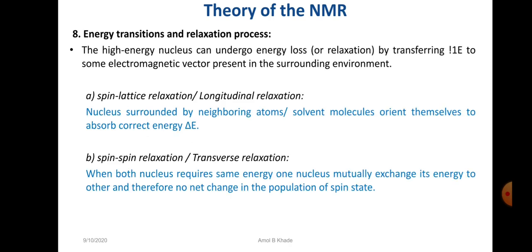This can happen in two ways. One is called spin-lattice relaxation, also called longitudinal relaxation. If the nucleus is surrounded by neighboring atoms or solvent molecules, and these solvent molecules or neighboring atoms orient themselves to gain the extra energy lost by the particular nucleus, and the energy transition happens, then that is called spin-lattice relaxation or longitudinal relaxation.